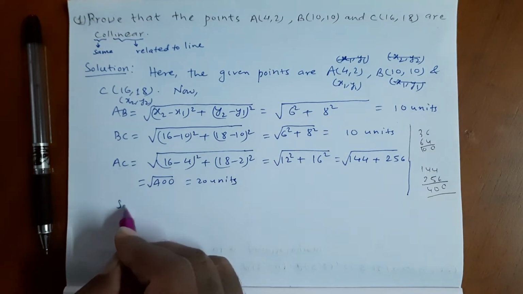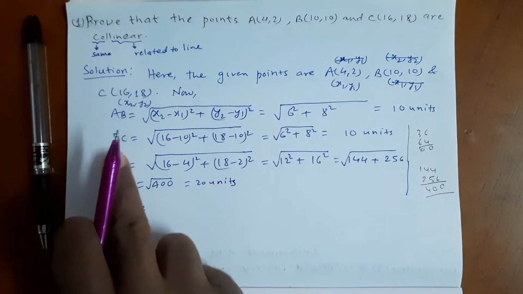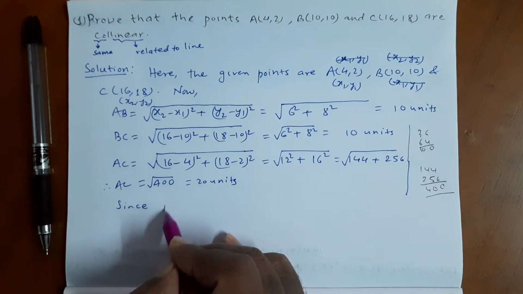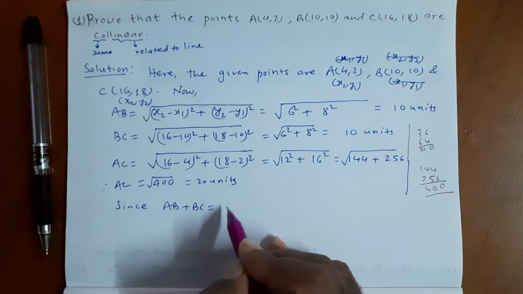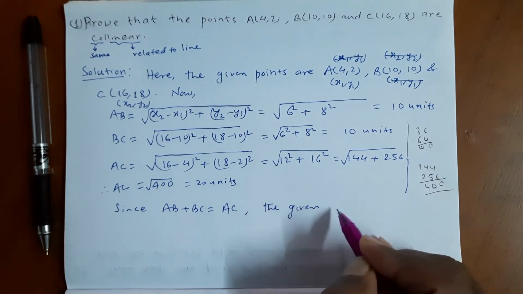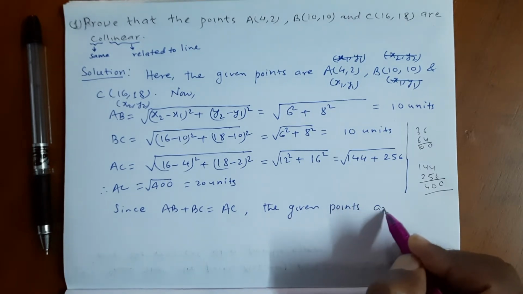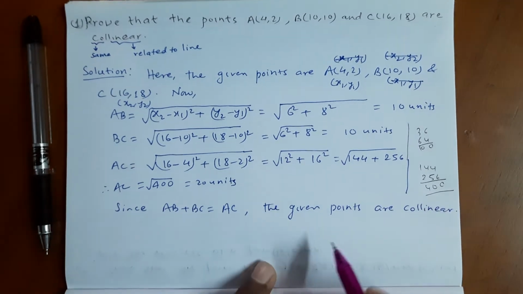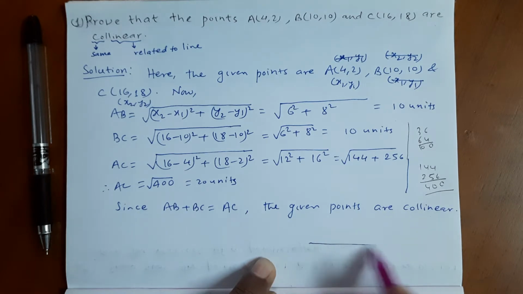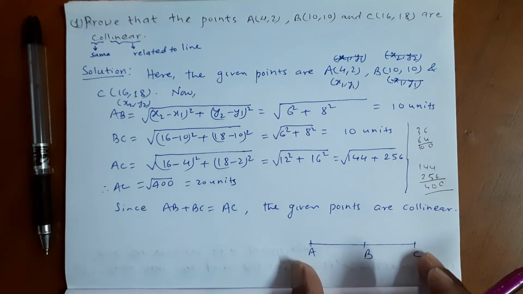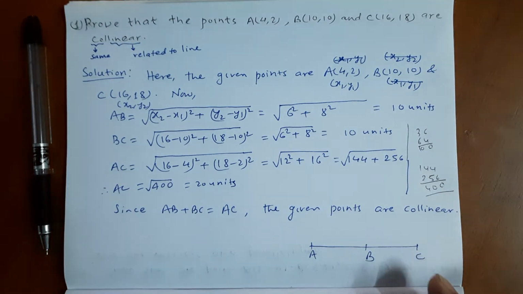Since here AB is 10, BC is 10 and AC is 20, AB plus BC equals AC. The given points are collinear, because if you draw a figure according to this information, AB plus BC equals AC. This is possible only when these 3 points are on a straight line.